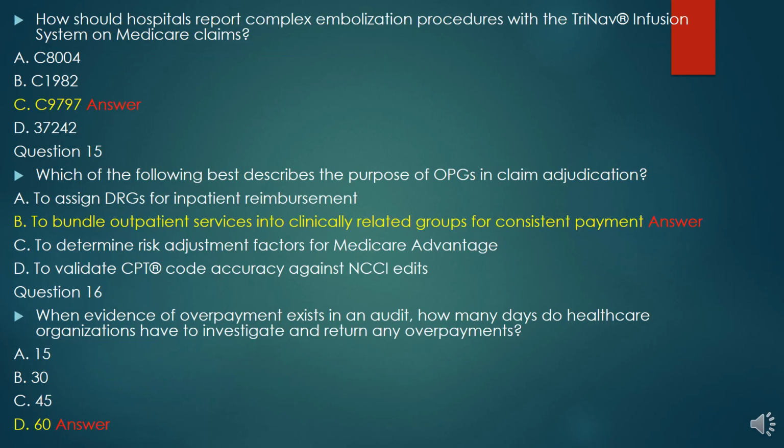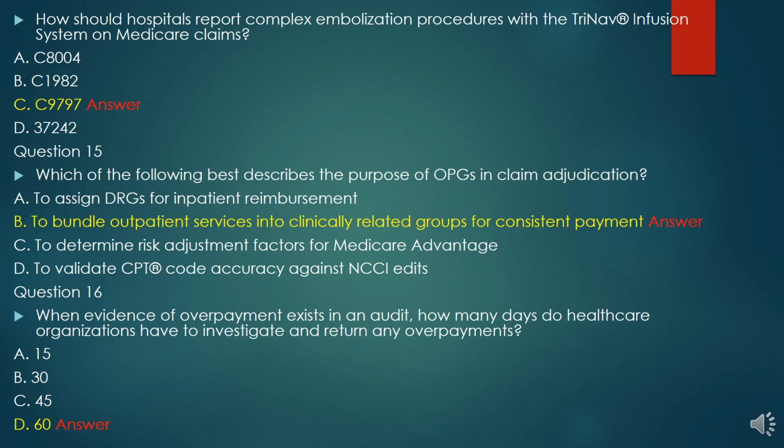Question 14. How should hospitals report complex embolization procedures of the TriNav infusion system on Medicare claims? A. C8004, C1982, C9797. D. 37242.